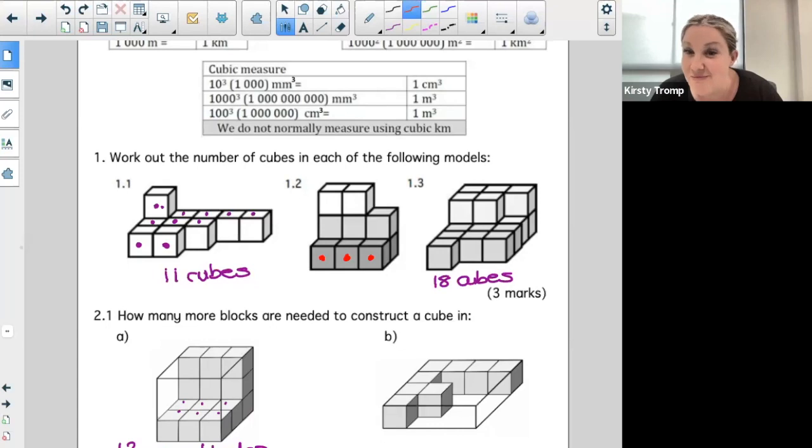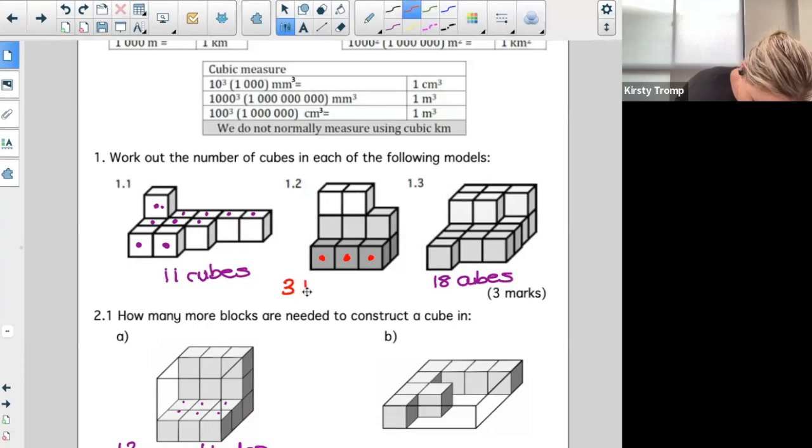Oh wait, there is 3, ma'am. So next there's row 3 in the front, and then there's 3 behind it. Good. And then do you agree that there's 3 on top of those 3?